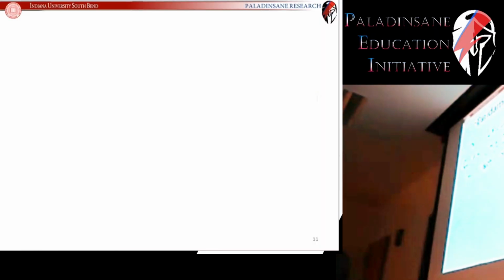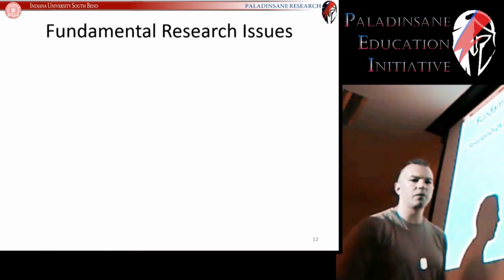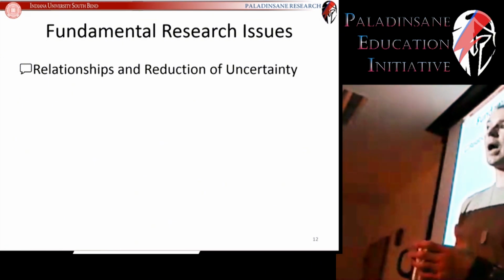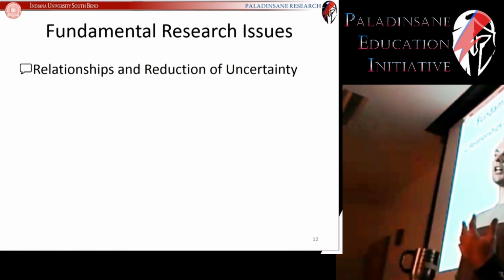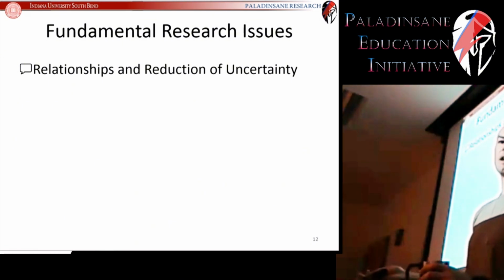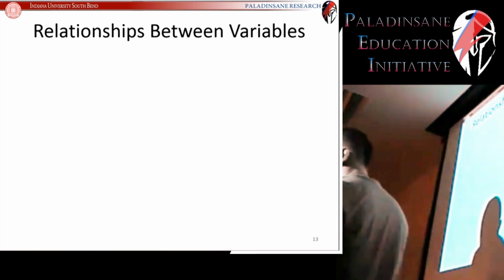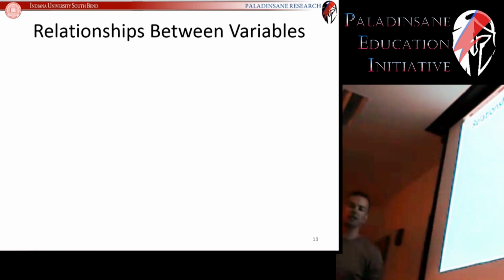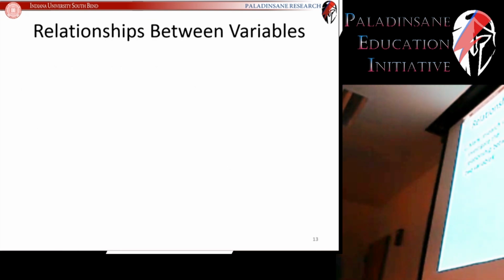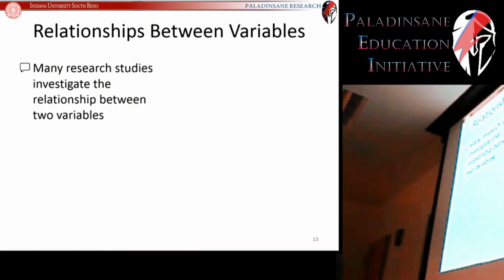All right, so fundamental research issues. Today we are going to be wrapping up our look at relationships and reduction of uncertainty. What does that exactly mean? So, relationships between variables. Last time we met, we were taking a look at the relationships between variables.